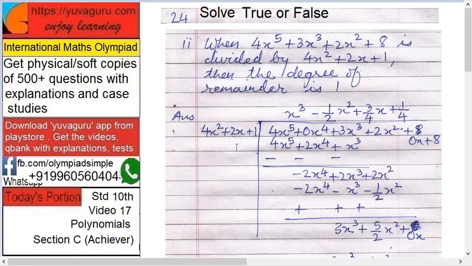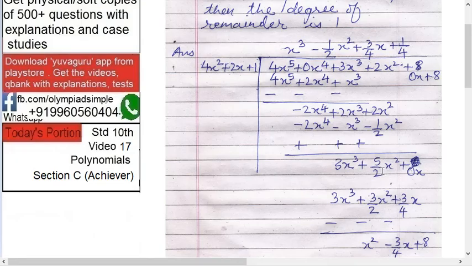Then first with first, it is minus 1 upon 2x square multiplication, so you get minus 2x raised to 4 minus x cube minus 1 upon 2 x square, then plus, change the signs, you get 3x cube plus 5 upon 2 x square plus 0x. Then first with first you get 3x, multiply with 3 upon 4x, right?